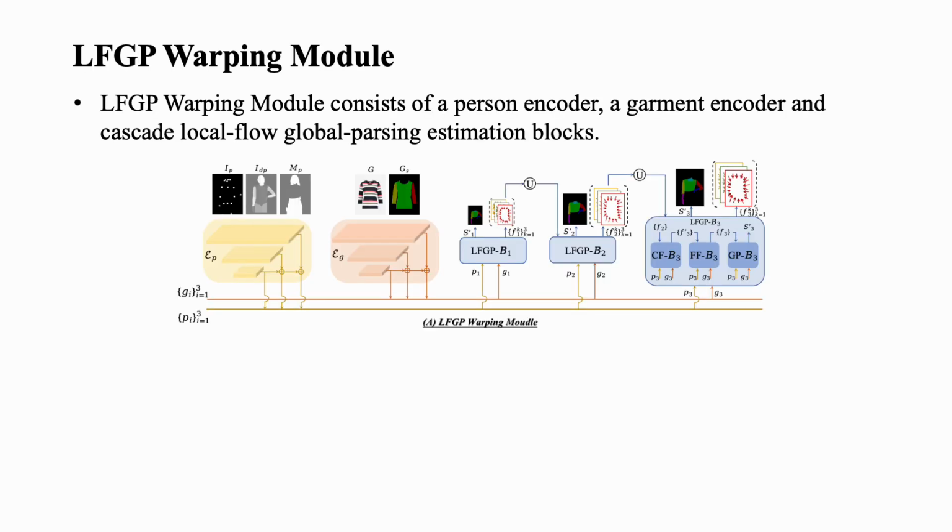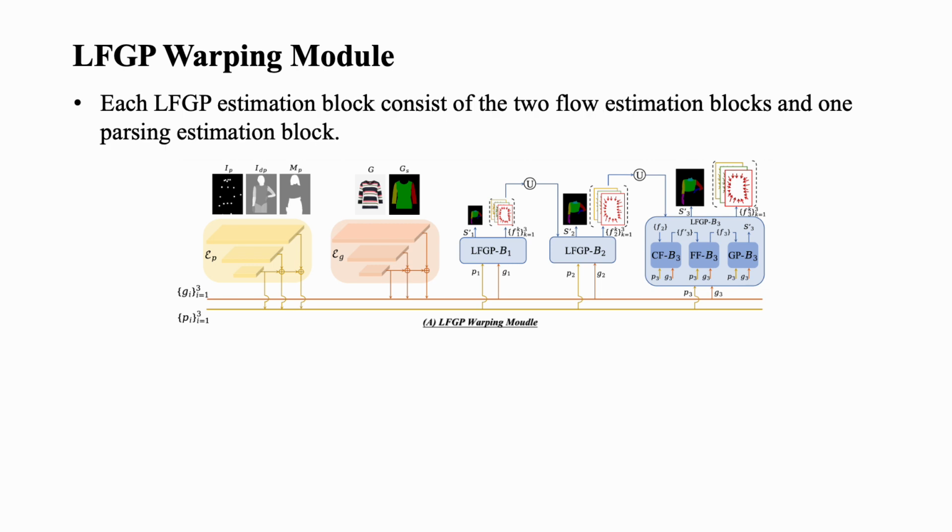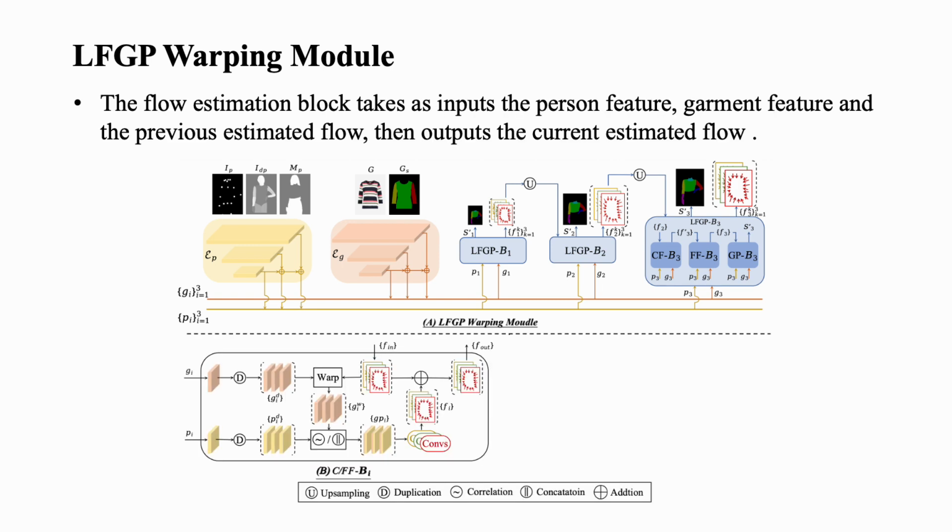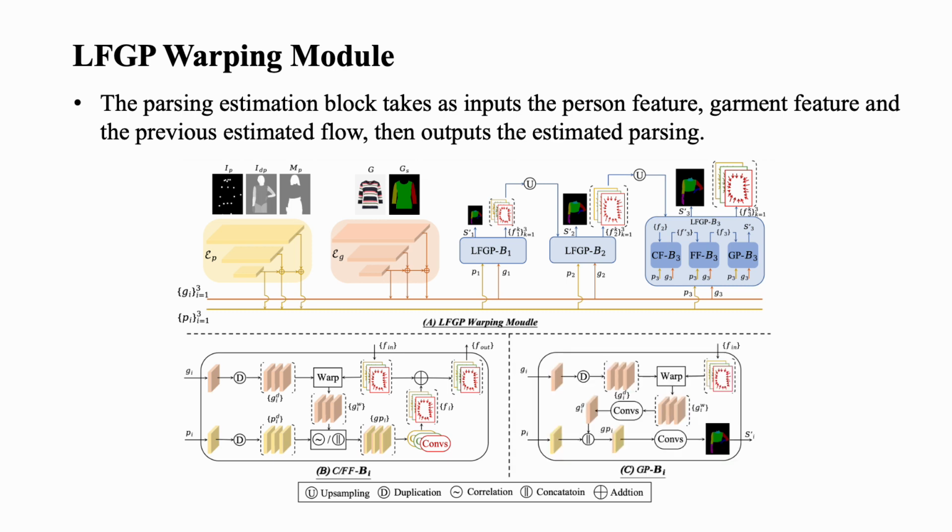The LFGP warping module consists of a person encoder, garment encoder, and cascade local flow global parsing estimation blocks. Each LFGP estimation block consists of 2 flow estimation blocks and 1 parsing estimation block. The flow estimation block takes as inputs the person feature, garment feature, and the previous estimated flow, then outputs the current estimated flow. The parsing estimation block takes as input the person feature, garment feature, and the previous estimated flow, and then outputs the estimated parsing.